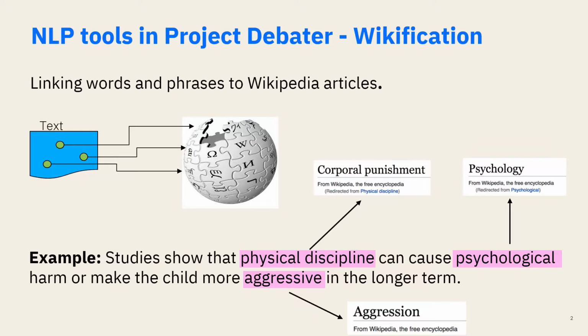One of the basic capabilities which was developed in Project Debater is wikification. Wikification is a way to enrich texts by linking words and phrases to their corresponding Wikipedia articles. In this example, the wikification process resulted in linking the phrase physical discipline to the Wikipedia page corporal punishment, psychological to psychology, and aggressive to aggression.